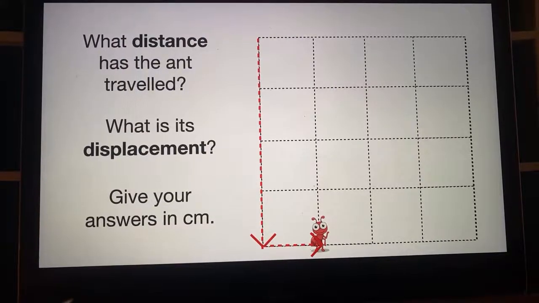What is the distance the ant has travelled? And can you measure its displacement as well? How far it is from where it started? This is why I wanted us all to be using the same bit of paper. So we'll all get slightly different answers, but hopefully not too different.